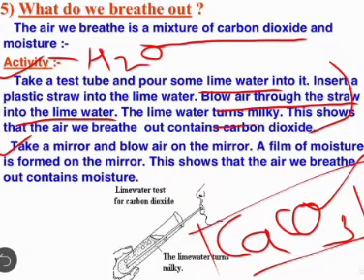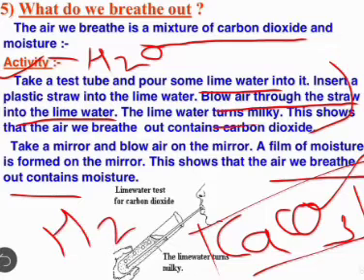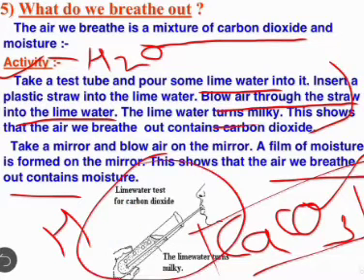Now come to the next point, which is whether water or moisture is present or not. Now take a mirror and blow air on the mirror. A film of moisture is formed on the mirror. This activity can also be performed at your home by you. This shows that the air we breathe out contains moisture or water. This is the diagrammatic representation of this activity.